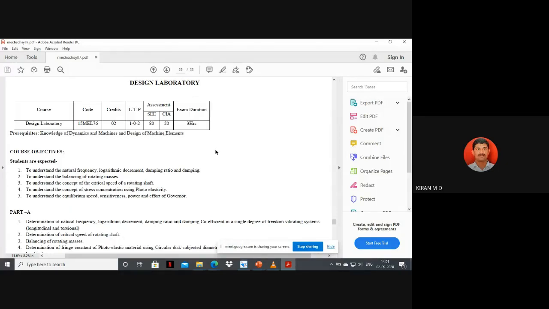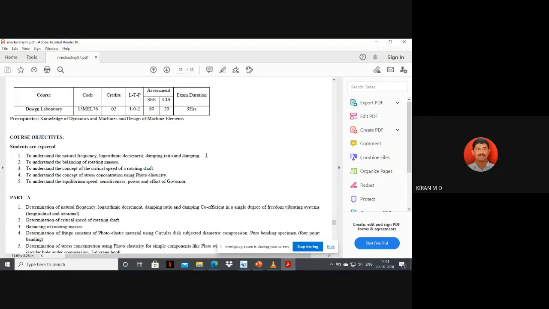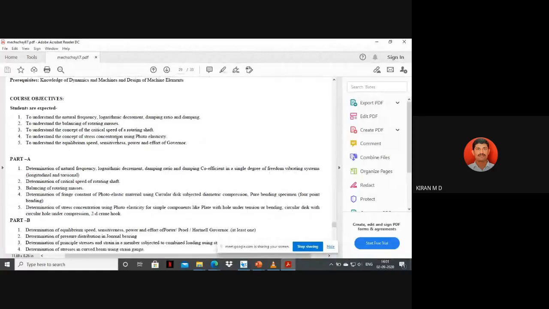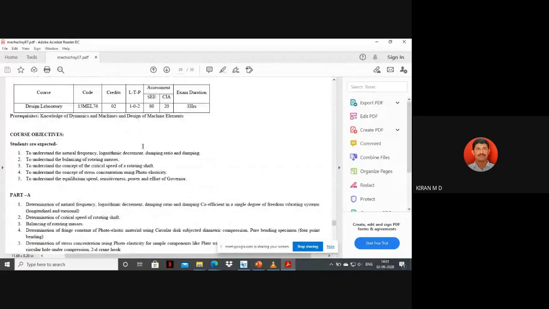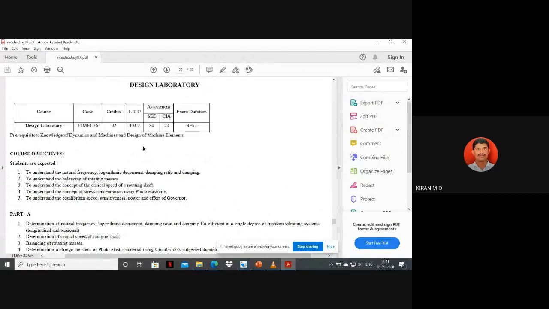It is the course. Here we have the part A and part B experiments. What does it mean by design laboratory? You have studied some design-based subjects like DME 1, DME 2, and dynamics of machines. You have observed some concepts like curved beams and vibration. To understand these parameters, we have a few experiments. By conducting these experiments, you can get a clear idea of what you have already studied.